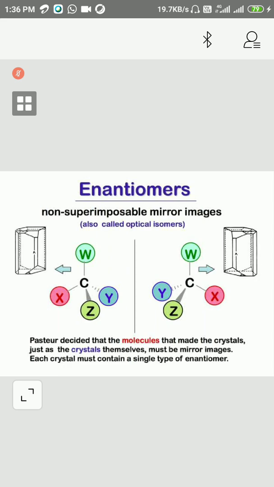You can see here again, this is the one crystal we have seen, the sodium tartrate crystal, and this is the mirror image of that one. For example, if this exists like this, then these two are mirror images, but these two are non-superimposable.